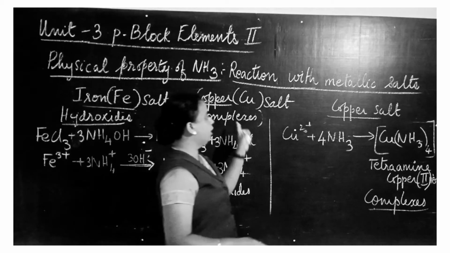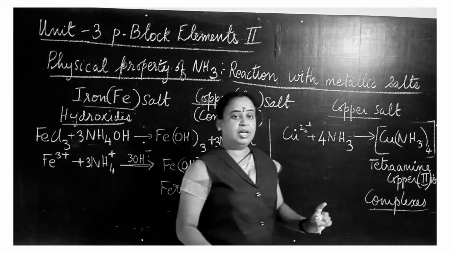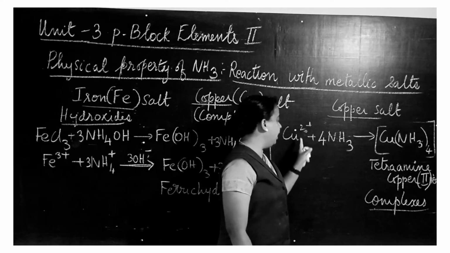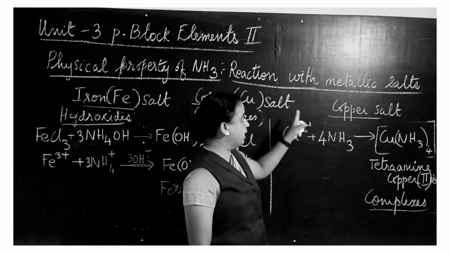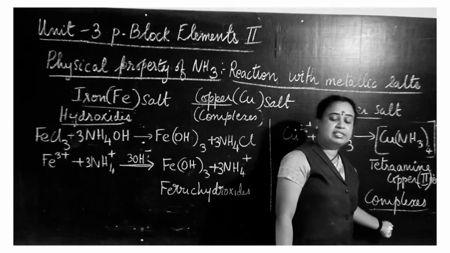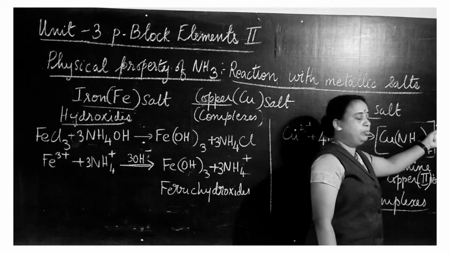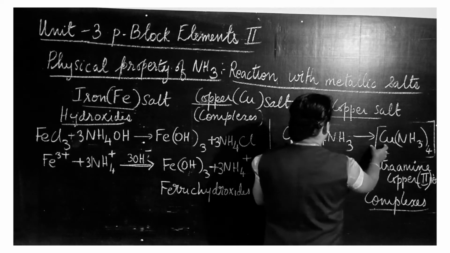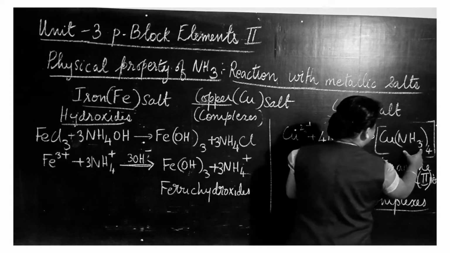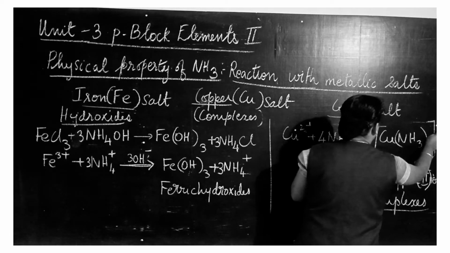Fine. Now let us look into the case of copper salt. When ammonia combines with the copper salt, which we have also written in ionic form, the Cu2+ ion, then you get the complex. This complex is a coordination complex, that is [Cu(NH3)4]2+. Cu is copper, the charge of the copper is 2+, and NH3 is here. So it is written as Cu(NH3)4 with the oxidation state 2+.